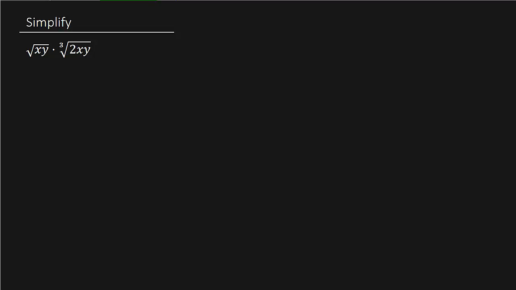Alright, so we have a few properties with exponents. We've got, not exponents, but radicals. We've got the nth root of a times the nth root of b is equal to the nth root of ab. So what that's saying is that if you have two radicals that have the same index, you can multiply what's underneath the radicals and put it under one radical.